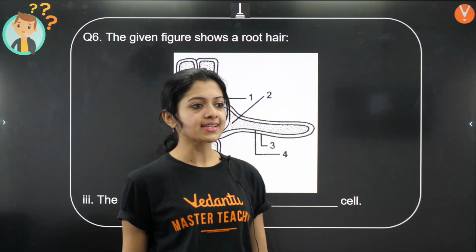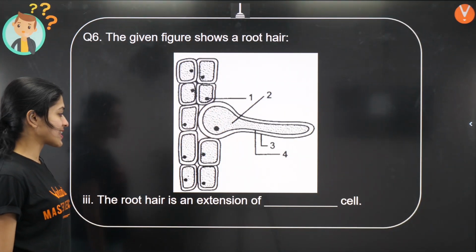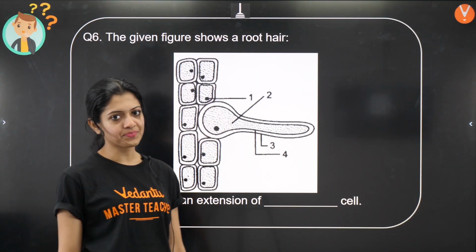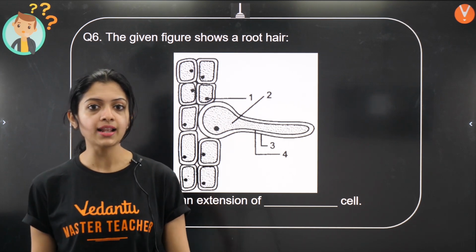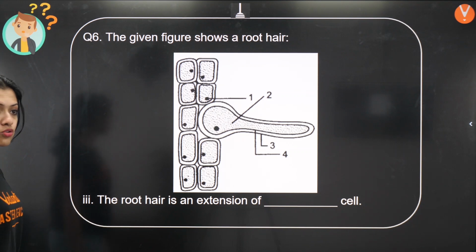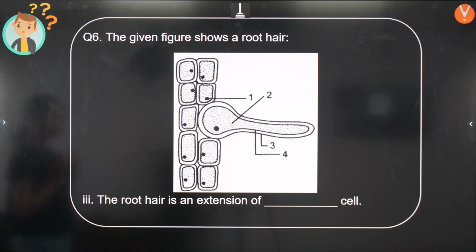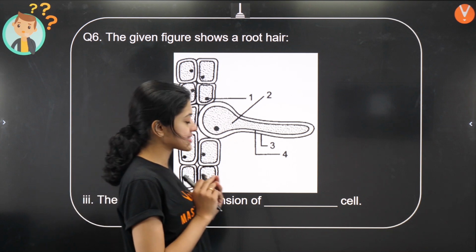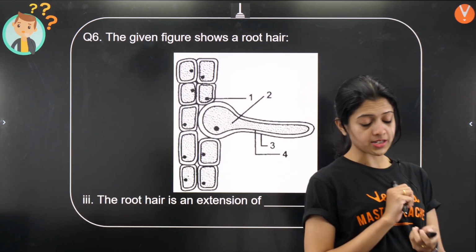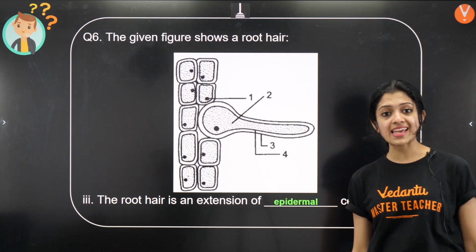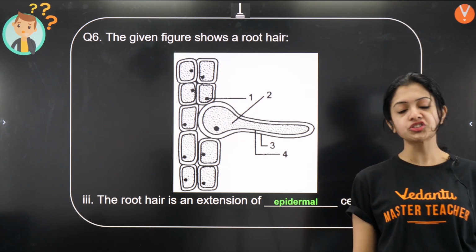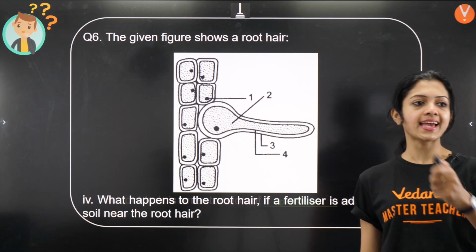And the next sub question, the root hair is an extension of dash cell. It can sound a little tricky, but it's certainly something that you know. The root hair cell or root hair is an extension of dash cell. What is it? Yes, and your time is up. The answer is epidermal cell, an extension of epidermal cell.